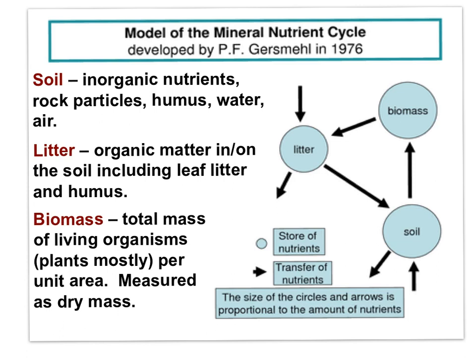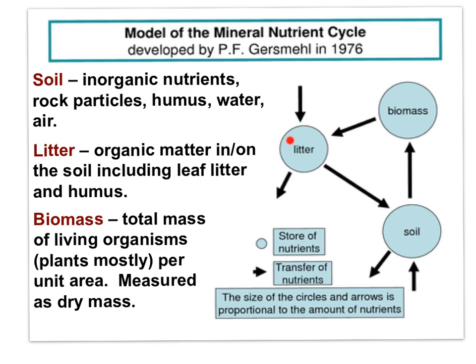Here is the general Gersmehl diagram. The storages are shown as circles, and their relative size displays the relative magnitude of each storage. The flows or the fluxes are shown as arrows, and their relative size indicates the magnitude of the flux. The storage of nutrients in the soil would be inorganic nutrients such as nitrates and phosphates. This storage does not represent available carbon.